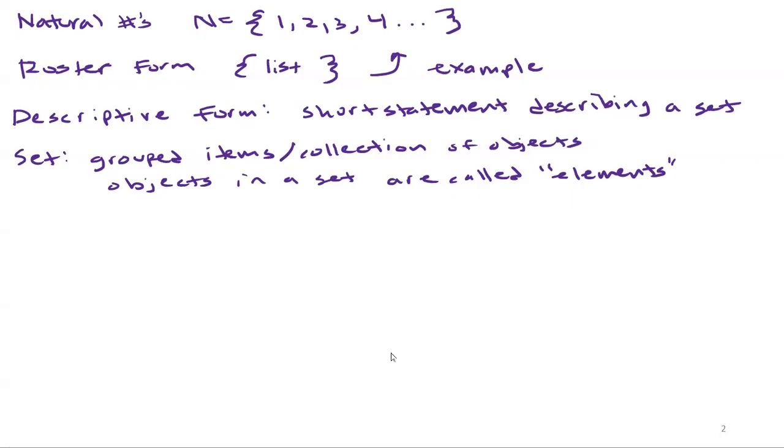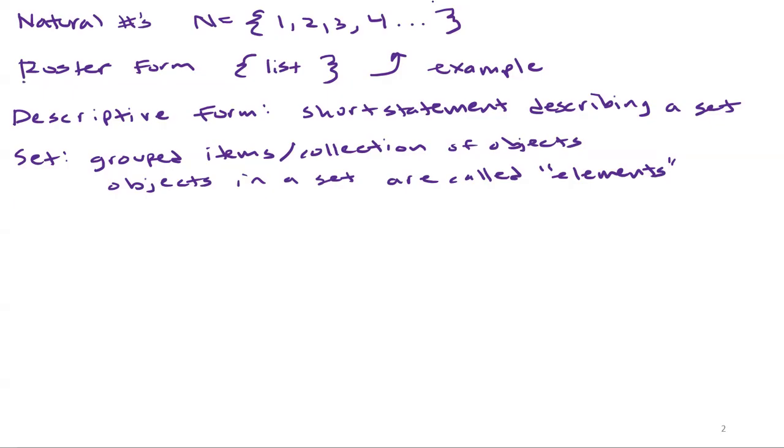Okay, so there are these terms we're going to have to know for this chapter or this section. All right, first one is natural numbers. So natural numbers is represented by capital N. Okay, and it starts with 1, 2, 3, 4, and then these are set brackets, set notation here.